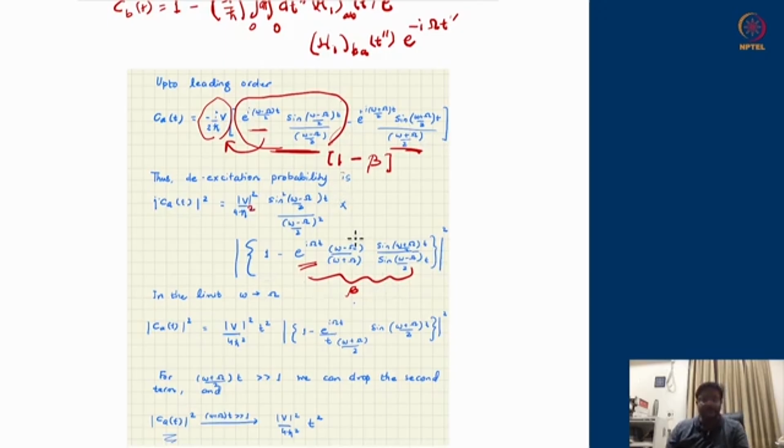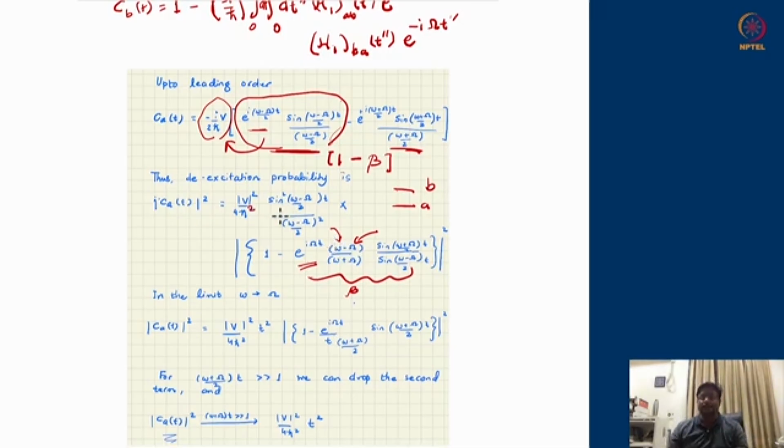Now here the capital omega is the energy gap between the two levels A and B, while small omega is the frequency of the Hamiltonian's perturbation. So the Hamiltonian is changing at a frequency small omega, while the energy gap across the two eigenstates of the free part of the Hamiltonian, A and B, was capital omega. These are two different parameters and in principle they can have different values.